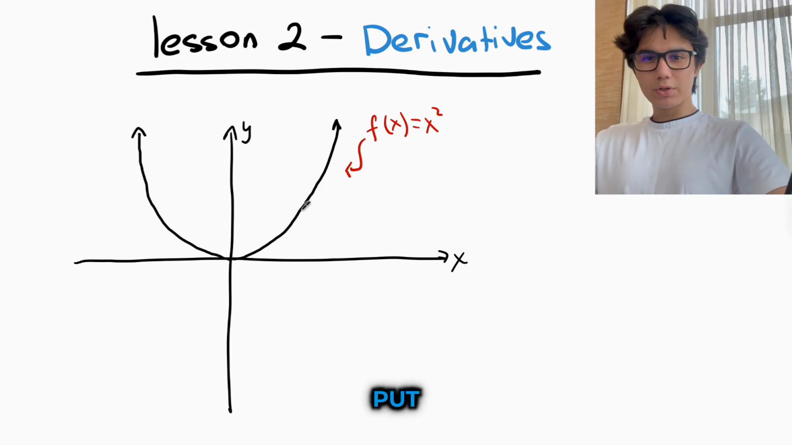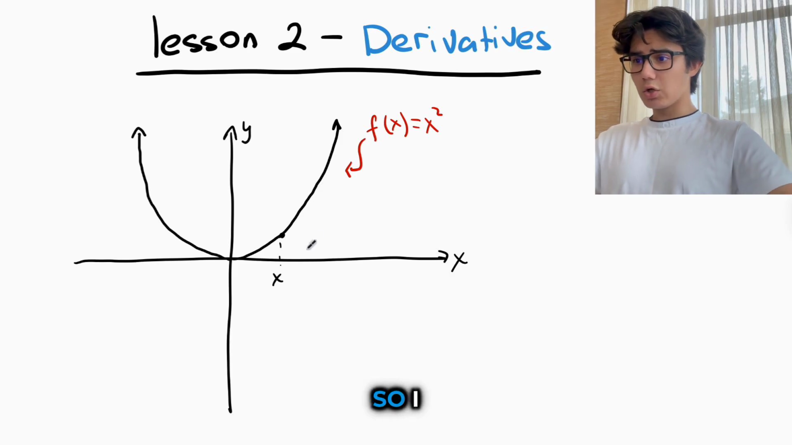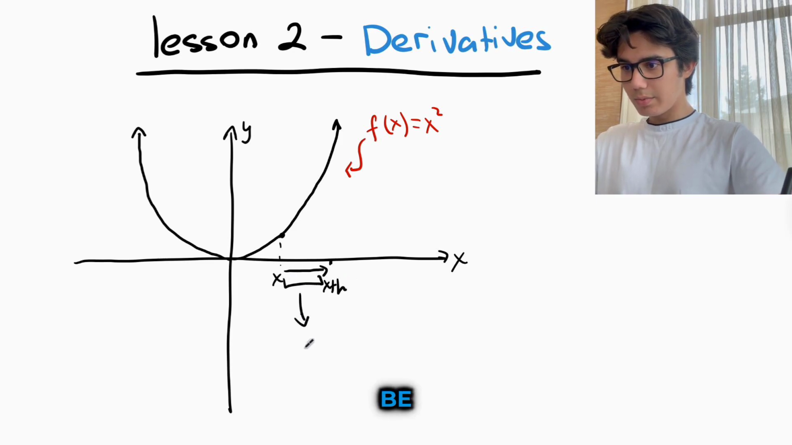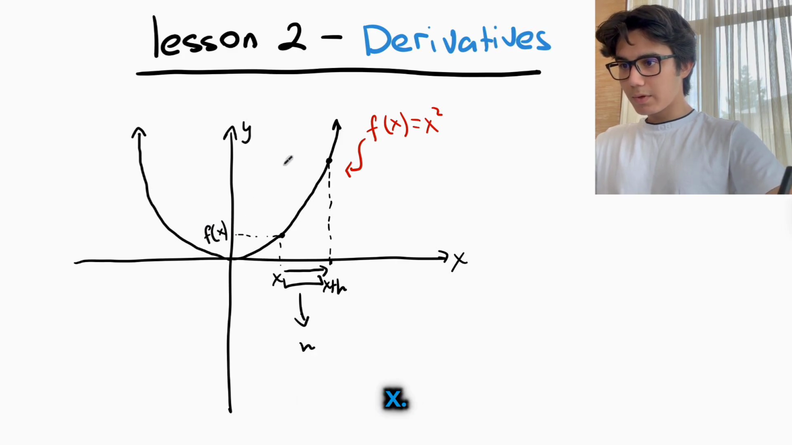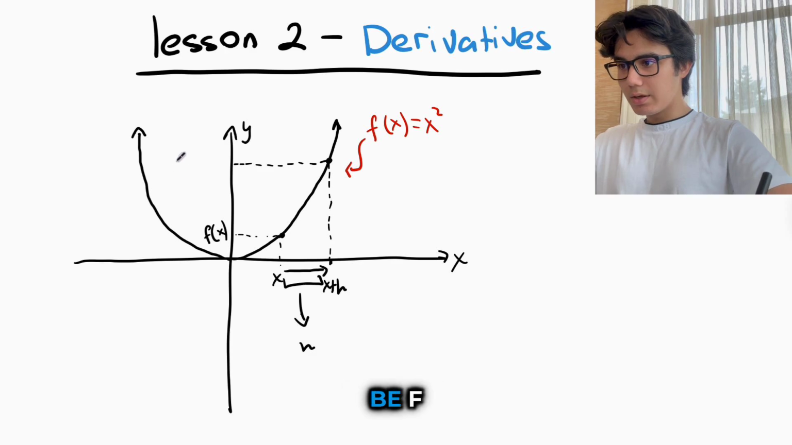So let's go ahead and put two random points. I'll label this point x, and now I want to go h steps to the right. So I go h steps to the right of the function, and I have a point here, x plus h. This distance is going to be h. Here, my function's output is going to be f of x. Here, my function's output, which is y, is going to be f of x plus h.